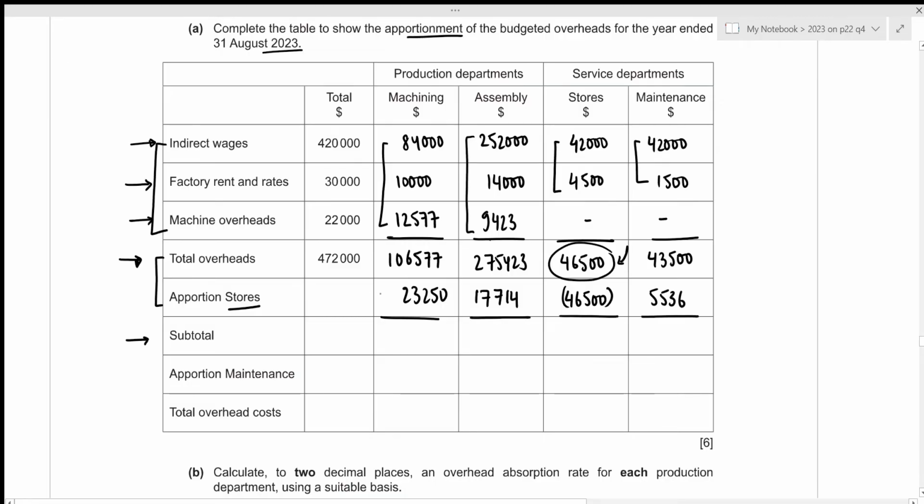For machining department, that will be 106,577 plus 23,250, which results in the amount of 129,827. For our assembly department, that will be 275,423 plus 17,714, which results in 293,137. For our stores department, that will just be 0. And for the maintenance department, that will be 43,500 plus 5,536, which results in 49,036. And the subtotal for our total overheads will still be the same at 472,000.